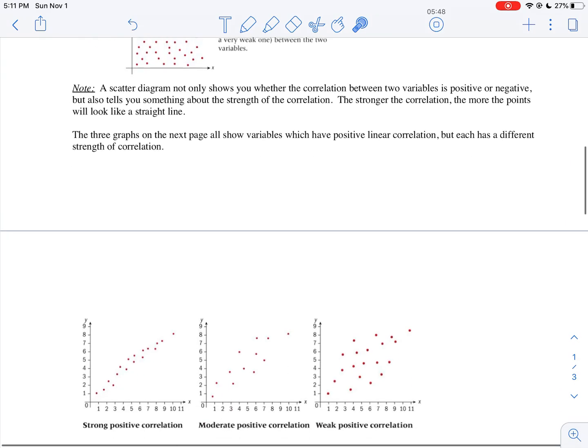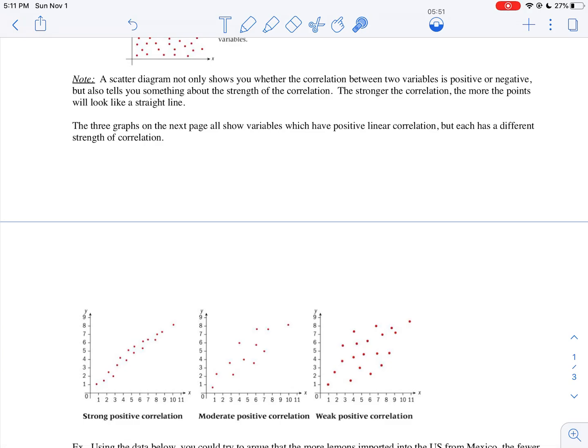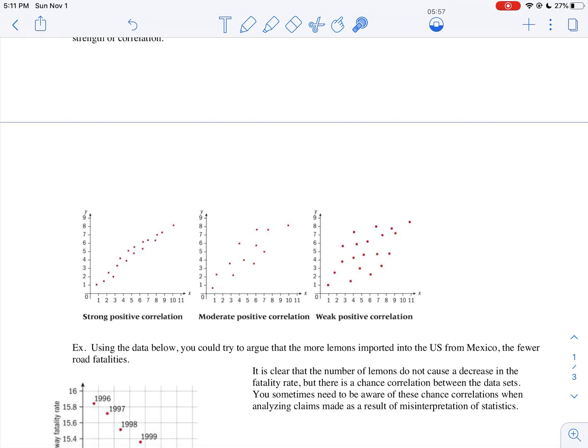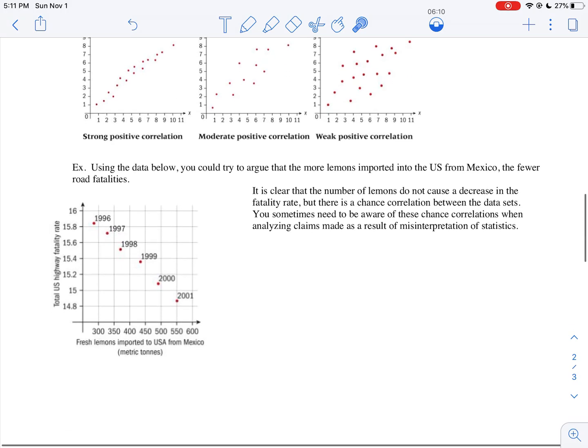All right, the three graphs on the next page all show variables which have positive linear correlation, but each has a different strength. So the one on my left is a very strong positive correlation. Do you see how close it fits to a line? This would be moderate. You can still see it's positive. And this one is very weak. We will define this well again in the next lesson.